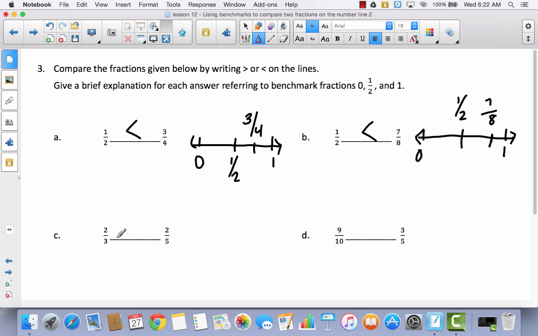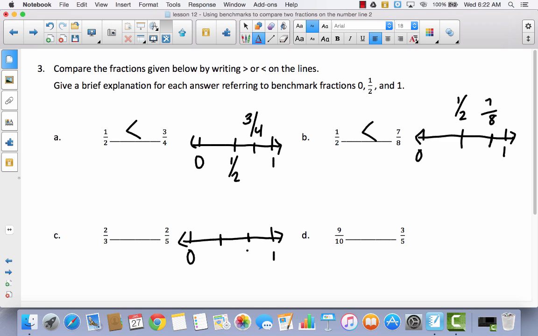All right, so now we have 2/3 and we have 2/5. So let's take our number line here. We have 0 and we have 1. So let's think about this. If I divide this into thirds, okay, I'm going to have a line here, and I'm going to have a line here. So I've got 1, 2, 3 parts. So 2/3. This is 1/3.